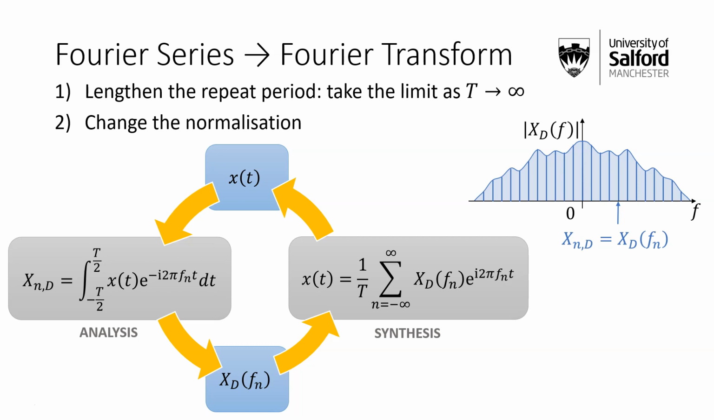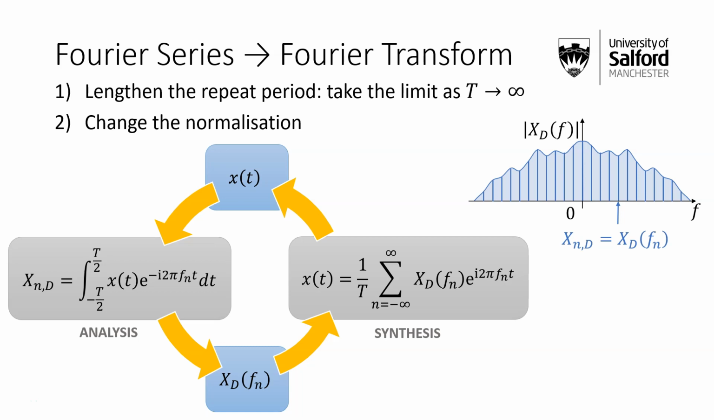So that xnd I had as an intermediate term on the last slide is just this continuous distribution xd evaluated at fn, at the Fourier harmonic frequencies. Okie dokie. So that begs the question, can we evaluate xd at some other frequencies too? And the answer is yes, so long as you take the limit as t goes to infinity, which is what we did before. You can only evaluate with the Fourier series at a harmonic frequency.